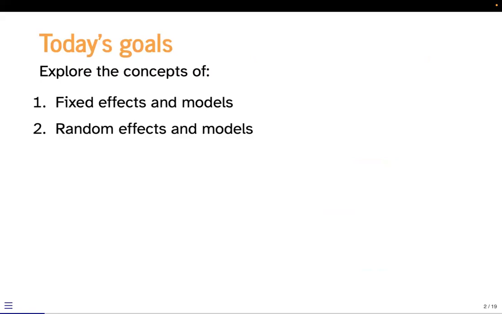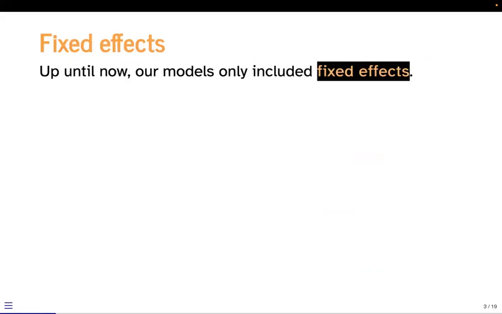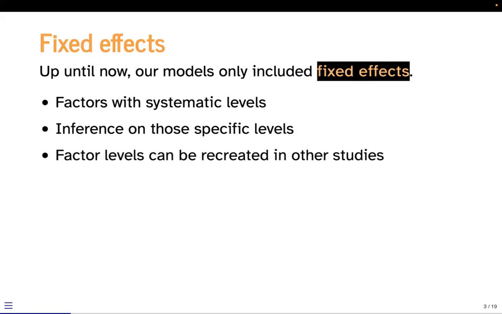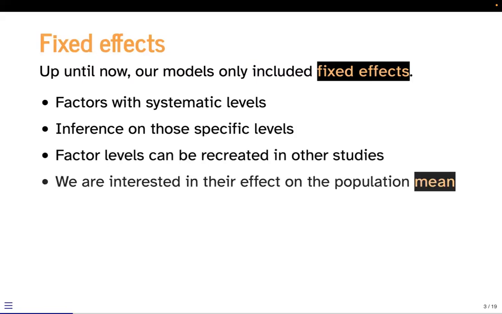All right, so I'm just going to browse quickly through what we've been through already. A fixed effect is basically an effect that we choose specific levels, like the fertilizer rates that we have already chosen. We can recreate that, and we're interested in the mean response of those treatments on your response variable. So I want to know what's the effect of applying 0, 100, and 200 kilograms of nitrogen per hectare on yield. I want the mean of that.